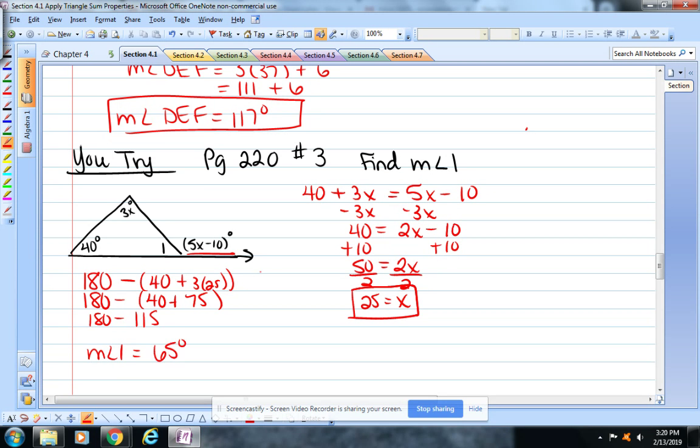Or I could plug that 25 in for x right here, and that's 125 minus 10, so this is 115 degrees. And it makes a linear pair with angle 1, and again I can subtract 180 minus 115 to get the measure of angle 1. So there's two different ways after you find x that you can plug in and find the measure of angle 1, which is an interior angle.